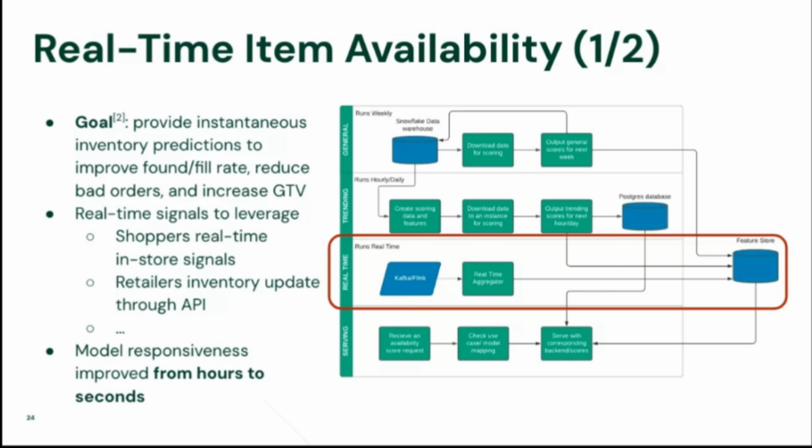The service updates the item availability scores with the goal of improving the found rate and fill rate, and also reducing bad orders. In addition to the historical data, what the real-time ML platform can provide are signals such as the shopper's real-time in-store signals. Some retailers also provide API access to inventory updates, although not very consistent, but with a little less delay. As a result, the model responsiveness improves a lot, at least for the shopper signals, where we get visibility in the order of seconds. And after adding the real-time component, the service has created significant business impact.